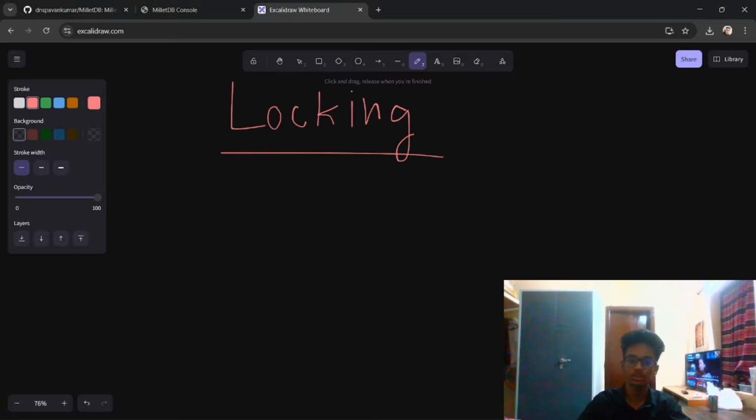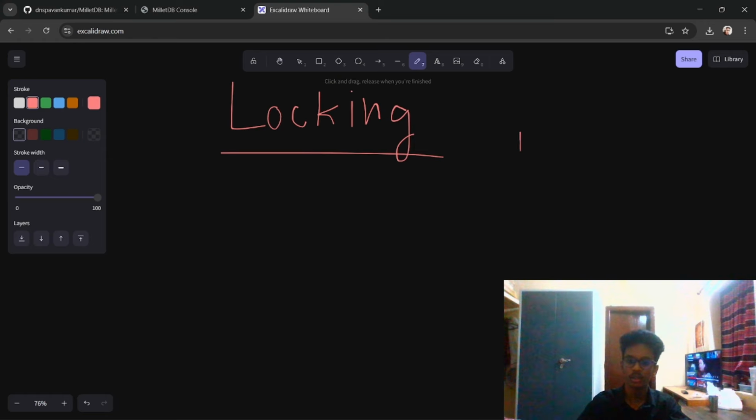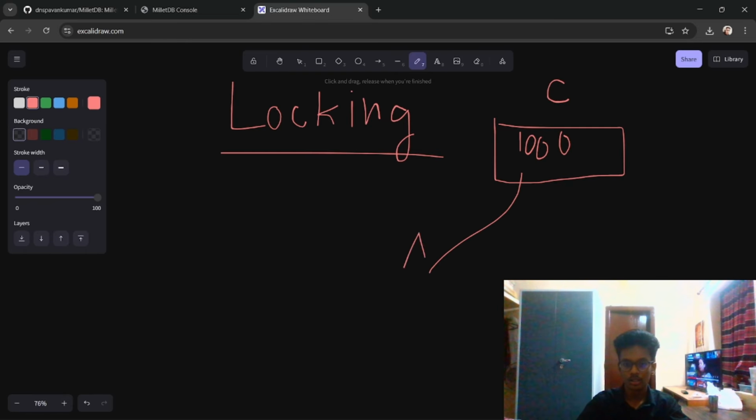So the next concept that comes is locking. So what's locking? Locking is very interesting because there's a lot of real time use to it. Concurrency also has lots of real time use, but locking is something you can understand by a real time example. So let us take a person C has an amount 1,000 in his bank. C gives access to his bank account to two users, A and B. A withdraws the amount rupees 700. Let's say some random amount 700, and B withdraws 500.